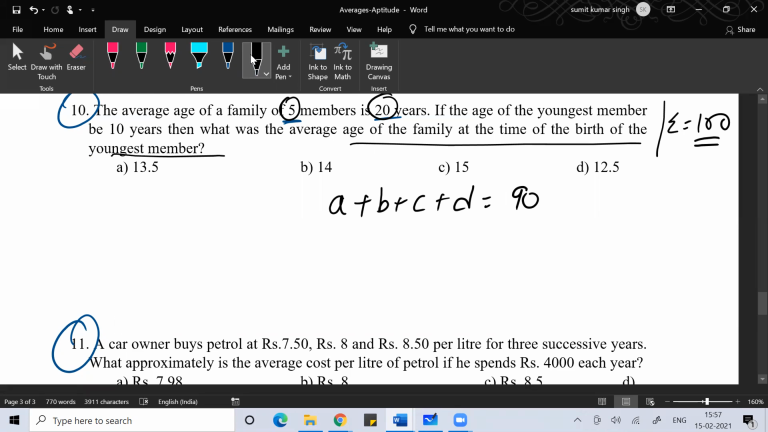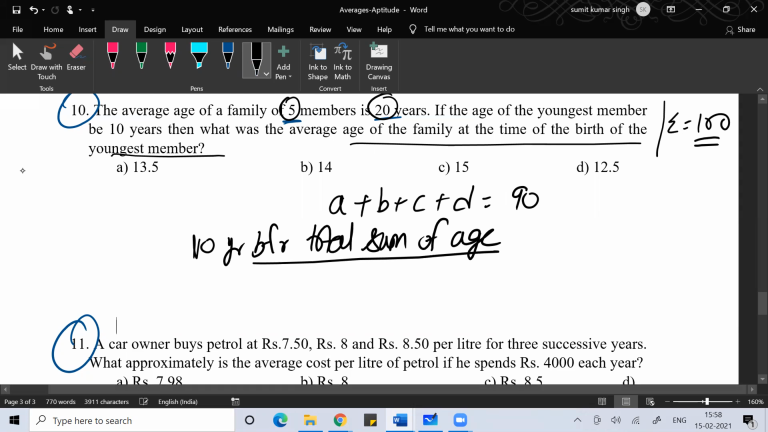The youngest member's age is 10 years, so the youngest member was born 10 years before. So 10 years before, what was the total sum of age?